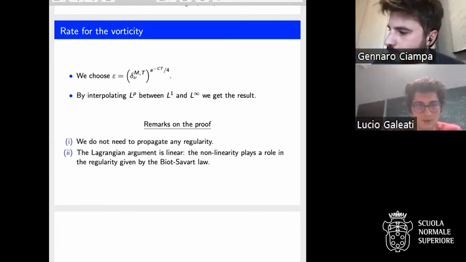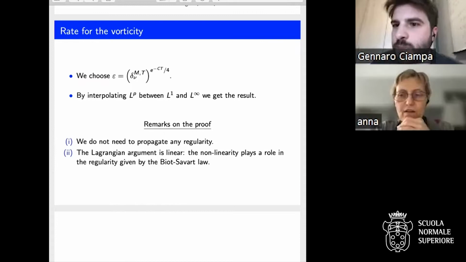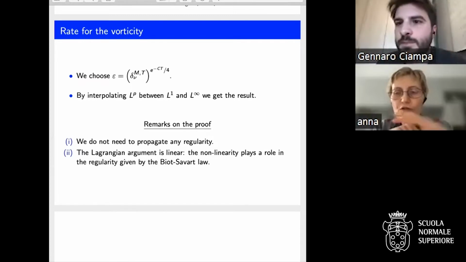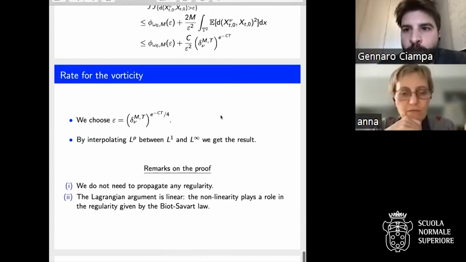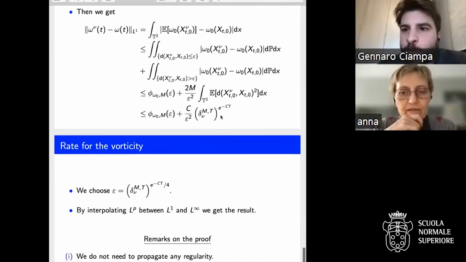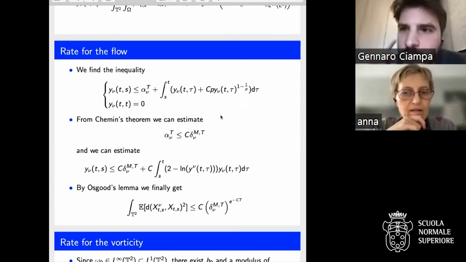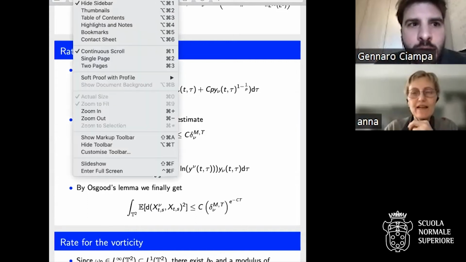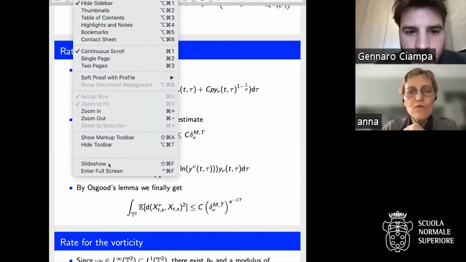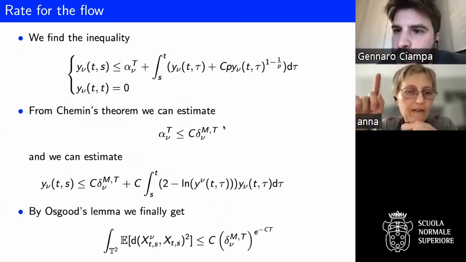So any more questions or remarks? Hi, Gennaro, I have a question. Can you control, so you use the B to infinity norm at some point, or at least your approximate solutions are in B to infinity, right? Sorry, can you repeat, because I didn't hear you properly? Sorry, it's my mic. Can you hear me now? Your approximate solutions are in B to infinity, right?